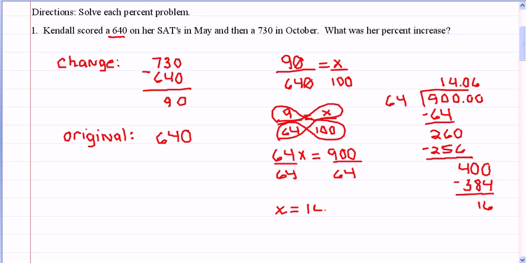I'll round this to the nearest tenth of 14.1, and I want to express my answer as a percentage. So the percent increase was 14.1. So she scored 14.1% higher when she took the SATs in October.